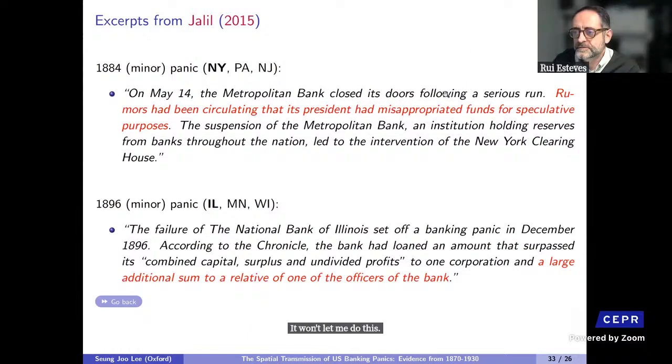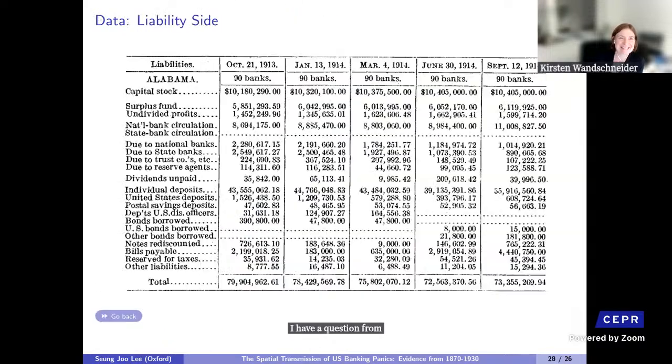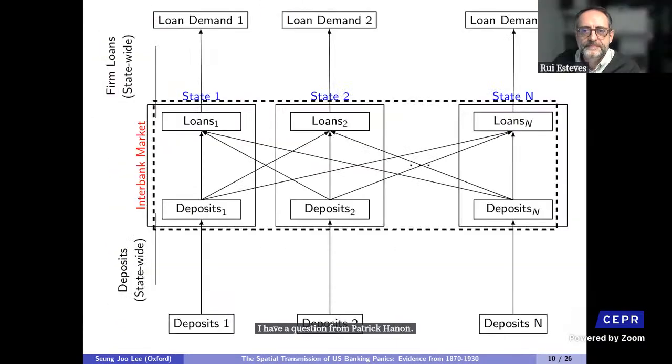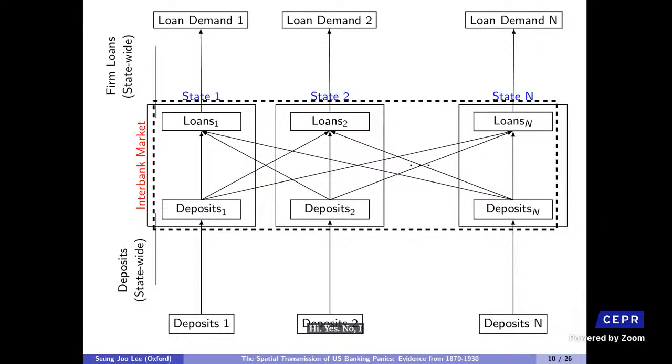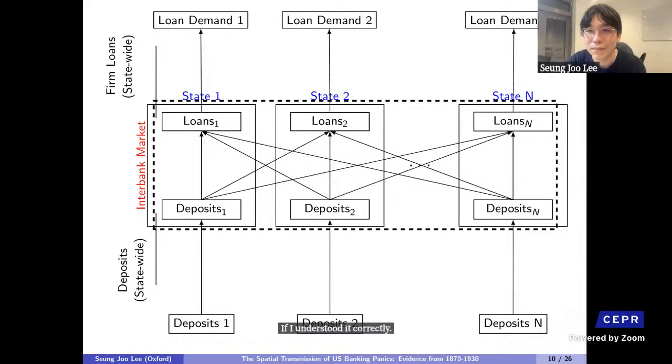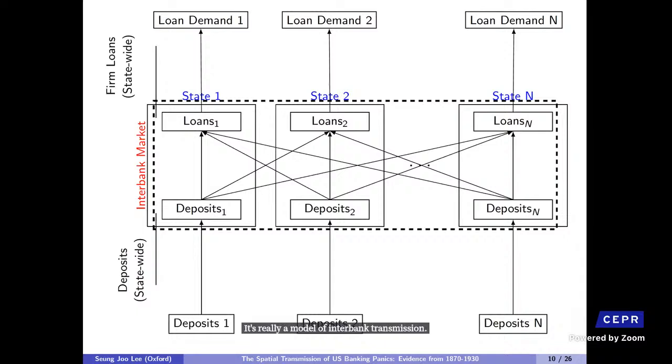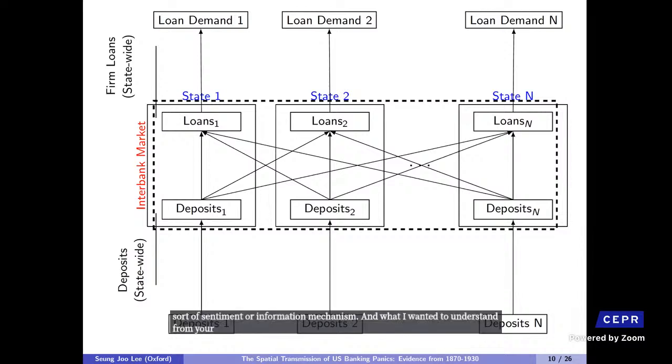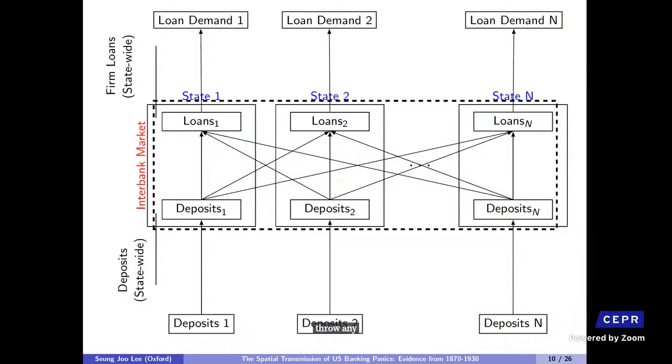I have a question from Patrick Hanan. Yes, Patrick, hi. I found this very interesting, complicated model, but if I understood it correctly, it's really a model of interbank transmission. That's really what you're interested in. But as the previous question suggested, there's another mechanism, a sentiment or information mechanism. Do you think your empirics throw any light on whether the interbank mechanism or the sentiment mechanism is more important? The model is all about interbank, though there may have been some sentiment hidden in there that I didn't notice.